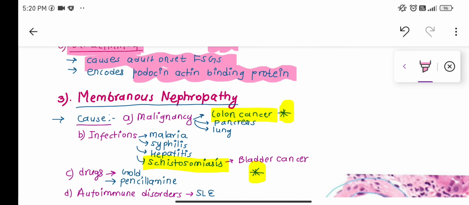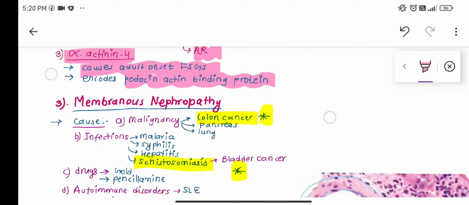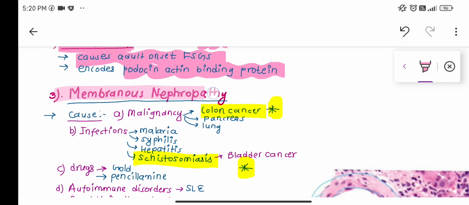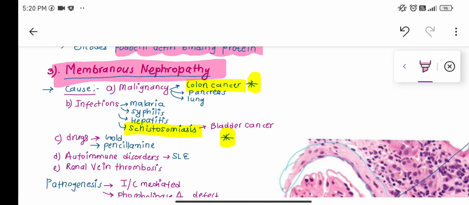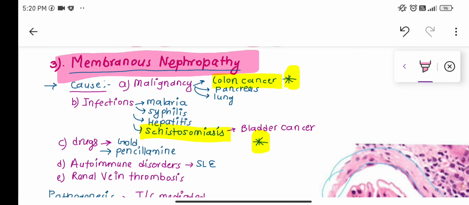Now the next variant we have is membranous nephropathy. Membranous nephropathy is another type of nephrotic syndrome. What are the causes of this membranous nephropathy? It can be due to malignancy like colon cancer. Colon cancer, that is very, very important. Pancreatic as well as lung cancer may also lead to membranous nephropathy.